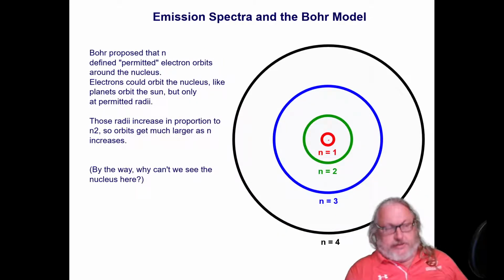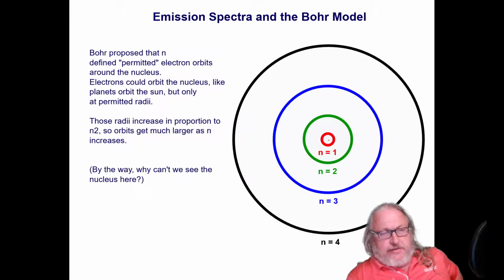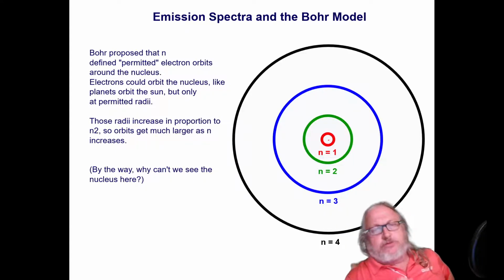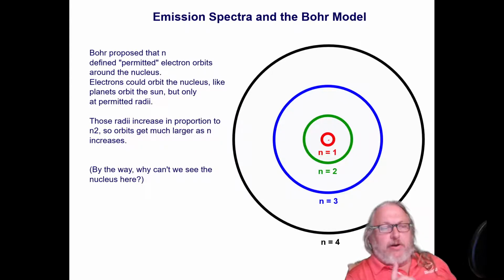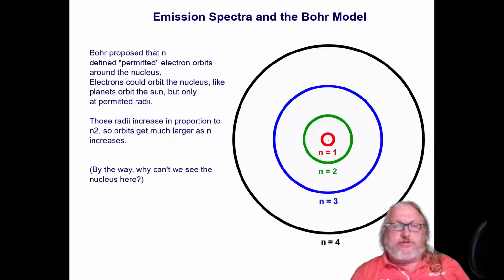So this is what Niels Bohr did. He said that the n defined a permitted electron orbit around the nucleus. His model predicted that electrons could orbit the nucleus about like a planet around the sun, but only at these permitted radii. The radii would increase in proportion to n squared, so the orbits get much larger as n increases.